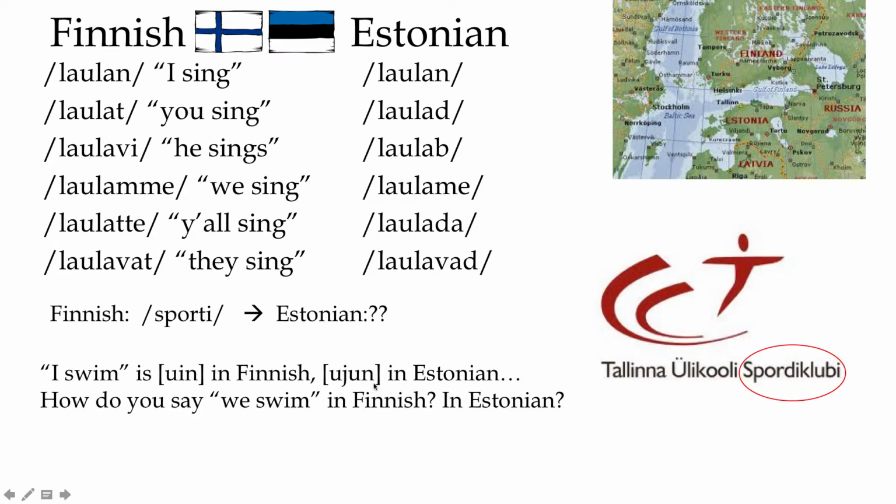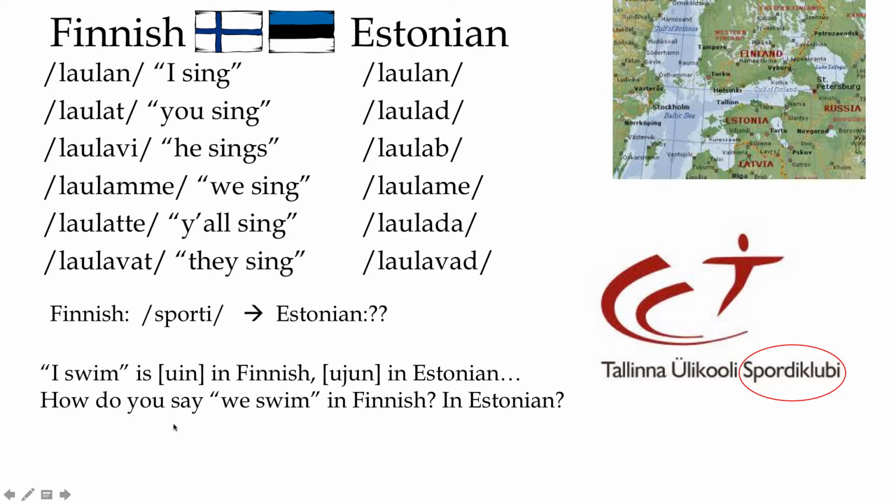Ujun, again, it's the N part, which would be the I, and it's uju would be the root for to swim in Estonian. So it's ui in Finnish, uju in Estonian. If I know this, I can make a prediction without ever seeing it, without ever anyone telling me. How would I say we swim in Finnish? So uin, laulan, I take off the N and I get ui, and then it looks like I add mme to the root, so it would be uimme. Uimme would be we swim in Finnish. And in Estonian, I would take the root, it would be uju, because I take the N off, which is the I swim part, and then I would just add one M and one E, it would be ujume in Estonian.